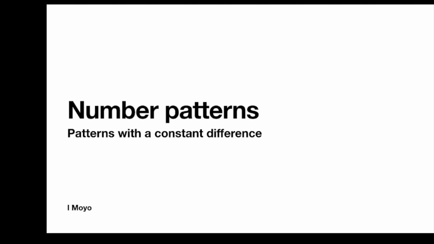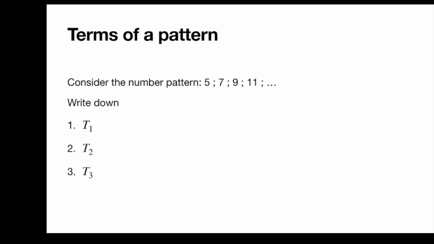In this lesson, we will look at number patterns, and we will start with number patterns that have a constant difference. Consider the following number pattern: 5, 7, 9, 11, and so on. This is a number pattern and it is made up of terms. You will notice that the terms are separated by a semicolon.